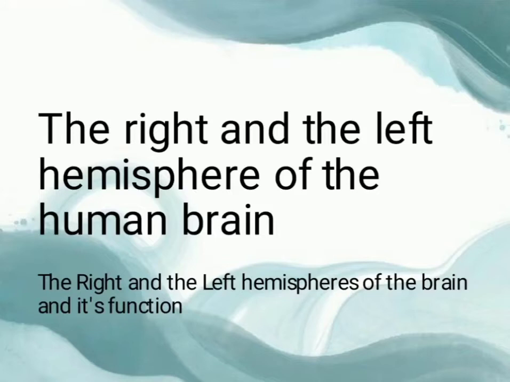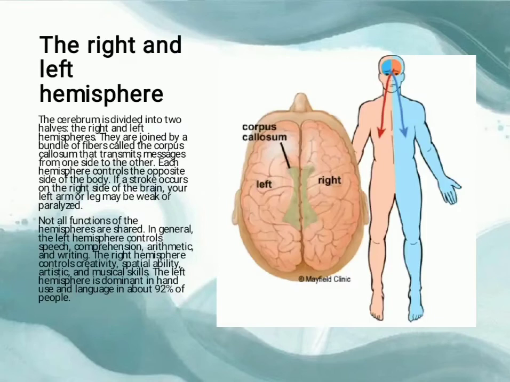As I've mentioned earlier, the cerebrum is divided into two halves or hemispheres, which are the right and the left hemispheres of the human brain. The right and the left hemisphere are joined by a bundle of fibers called the corpus callosum that transmits messages from one side to the other side. So, the corpus callosum is like a bridge for the right and the left part of our brain when it comes to exchanging messages.